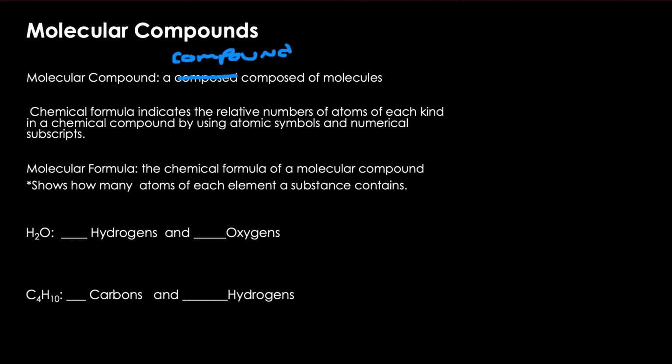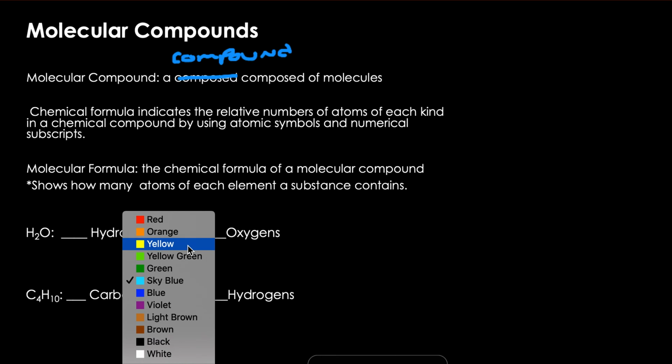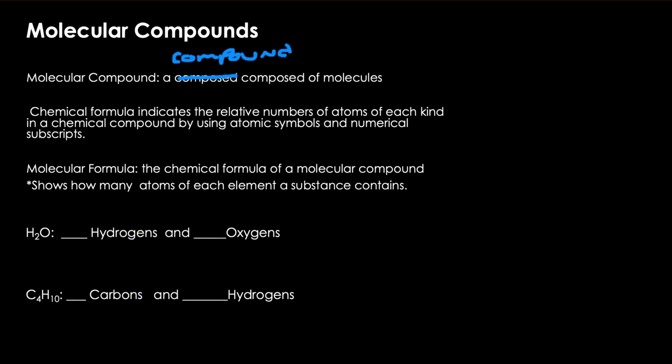So we look here, so we have H2O, and we see this subscript tells us how many atoms of each element we have. Okay, the subscript to the right of the element symbol. So hydrogen would have 2 atoms, and oxygen would have 1. If there's no subscript there, it's understood as 1. Now, if you look at C4H10, we'd have 4 carbons and 10 hydrogens.